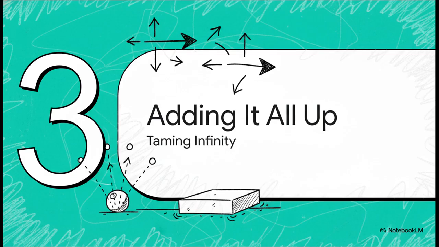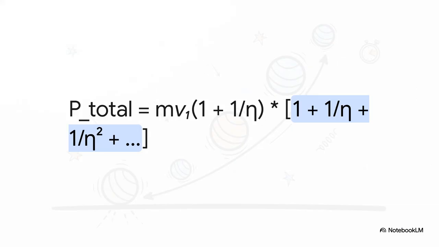This is where we finally face infinity head-on. So if we take the momentum from each bounce and factor out the parts that are common to all of them, we end up with this expression right here. We've got this constant part out front, and then it's multiplied by this thing in the brackets. And that's an infinite series. It just keeps going forever.